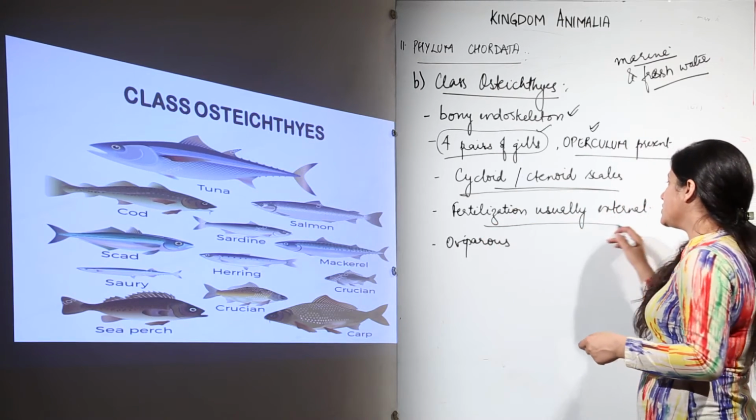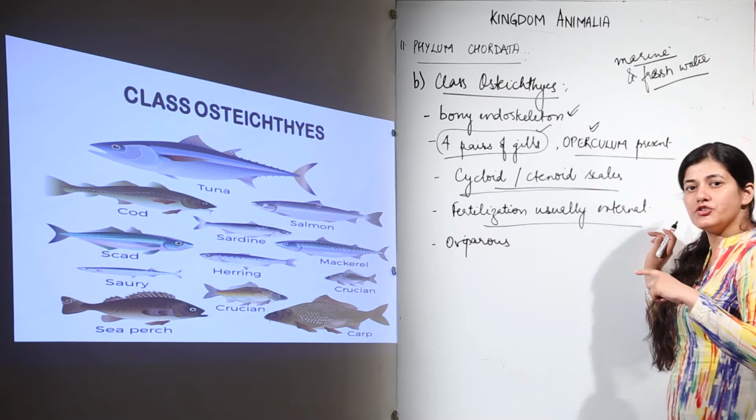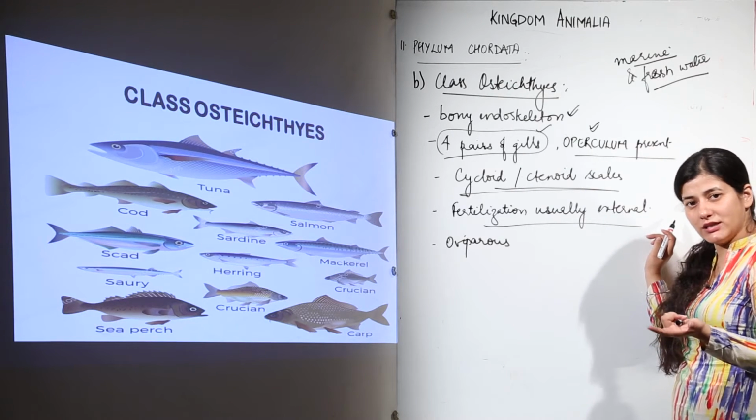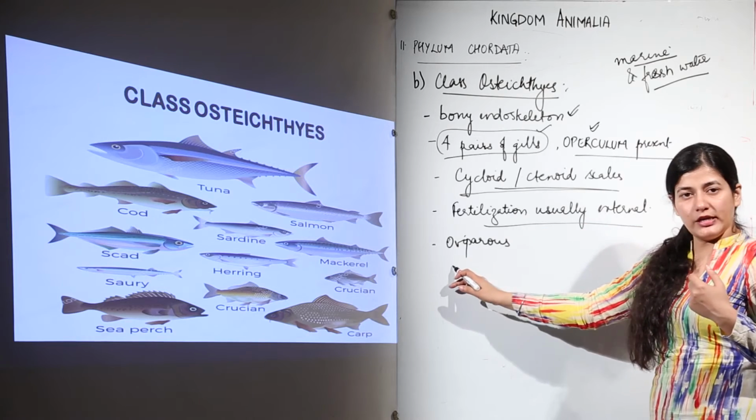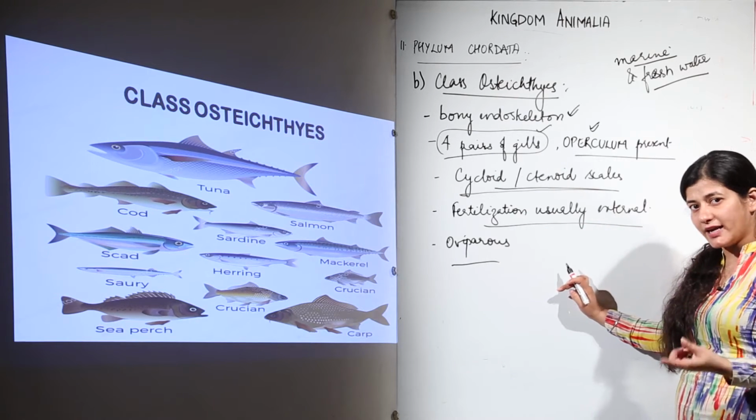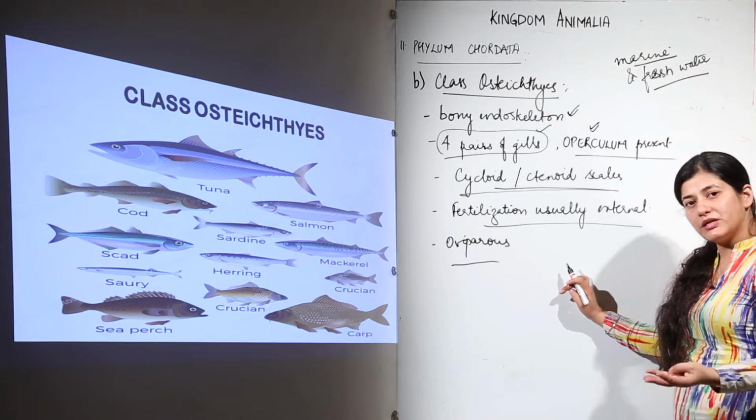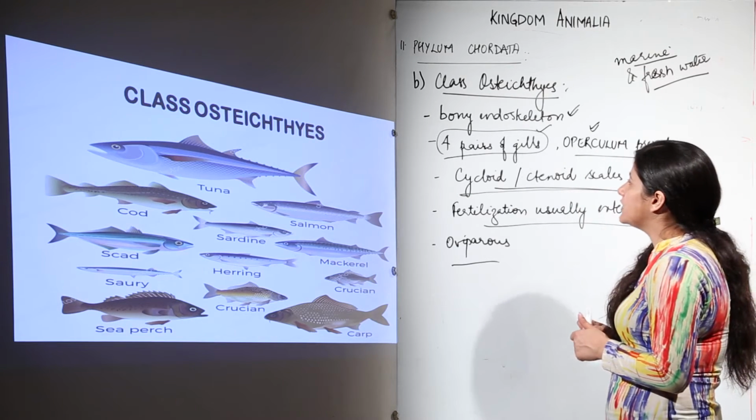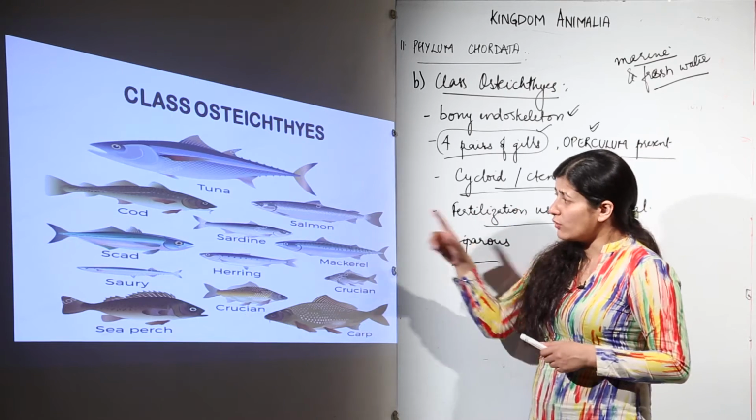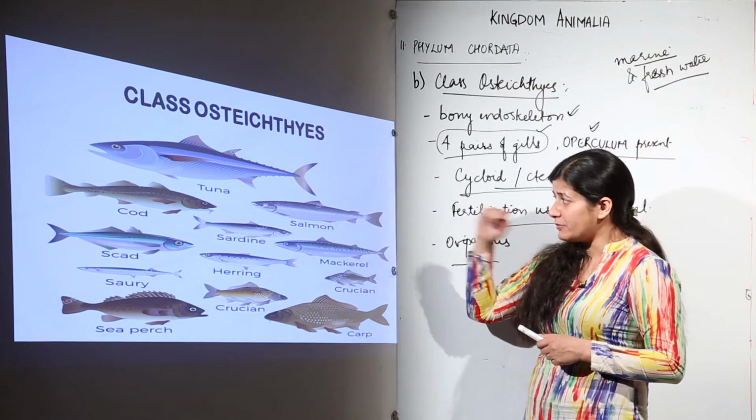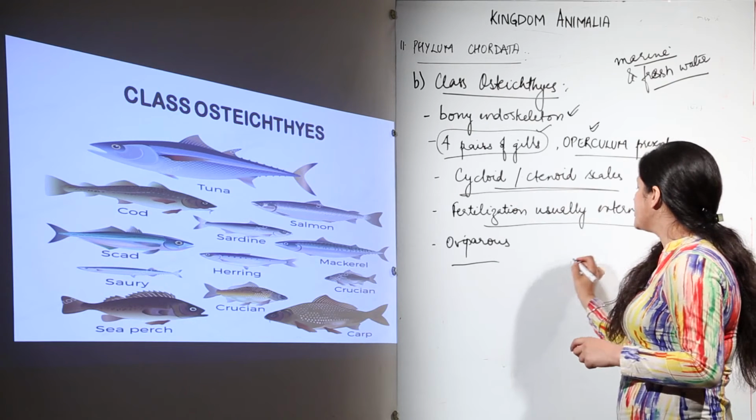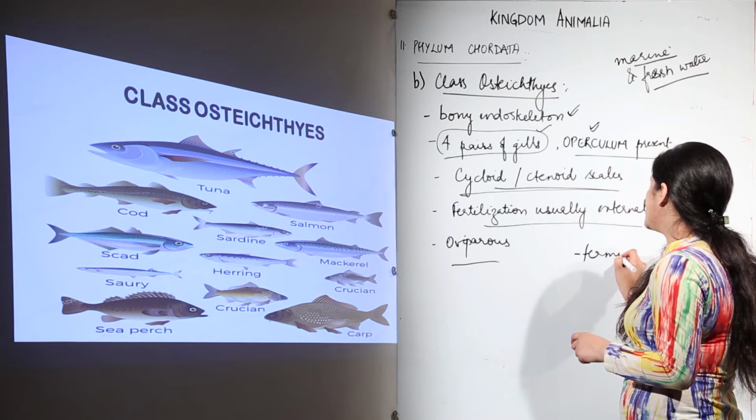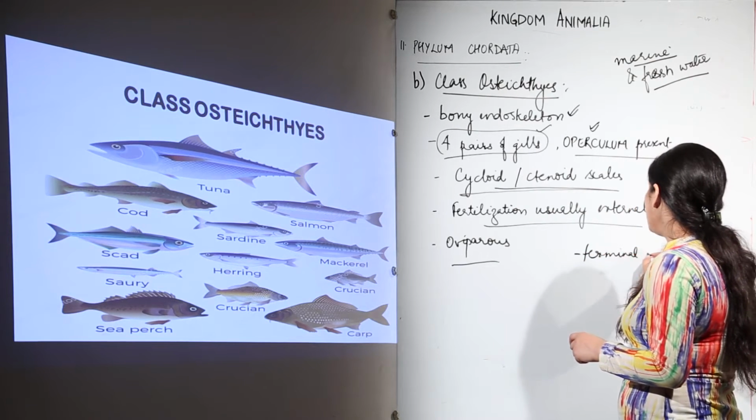The fertilization is usually external, contrary to the internal fertilization in the case of Chondrichthyes. They are often oviparous and development is direct. They lay eggs instead of giving birth to their young ones. Now another point of difference between class Osteichthyes that you have to remember is that the mouth over here is terminal. So that is another point of difference, that the mouth happens to be terminal.